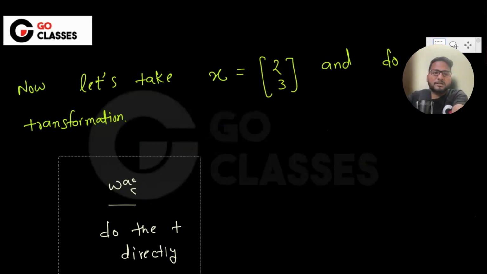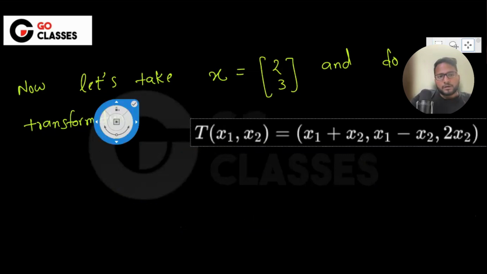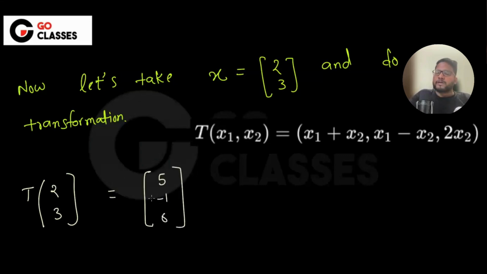यही तो करते आए थे इतने दिन से. We should be able to do it, which means if this is a transformation, without using the matrix, can't you just tell me what is the transformation of this vector 2 3? Yes, this is 5 minus 1 and 6, right? This is 5 minus 1 6. Is this okay to everyone?